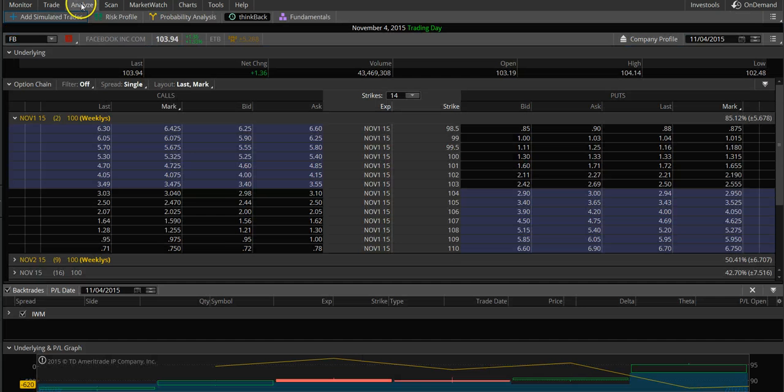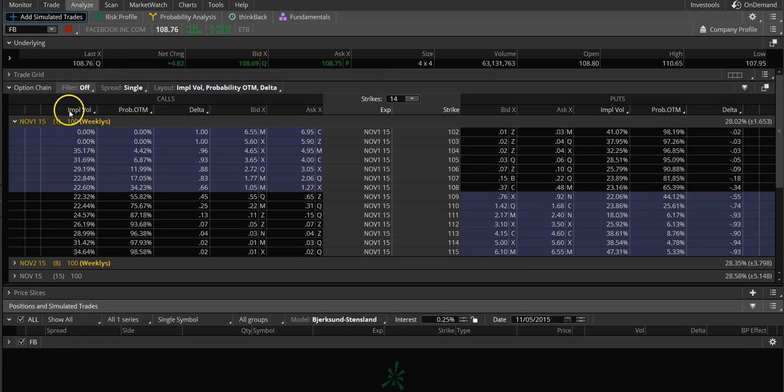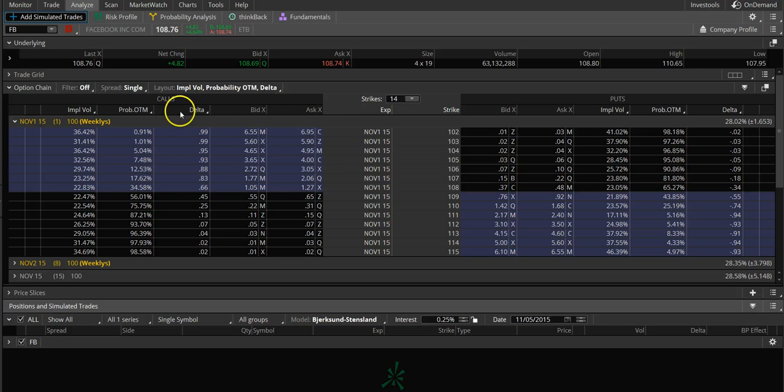So let's take a look now and talk about volatility. Volatility is the market's estimate of price movement, and that's basically what it is. It's what the market prices in as an expected move, and it bases all of the options on it. Here is an option chain of Facebook, and this is today's. The last price was 108.76.